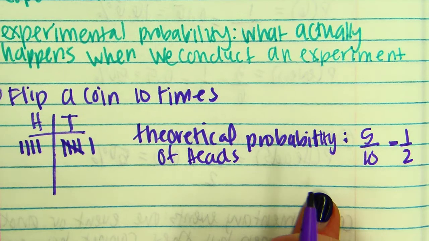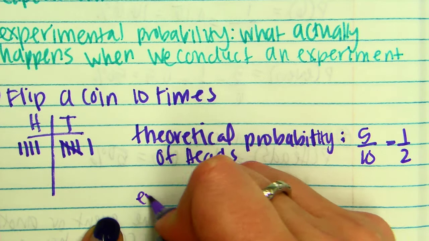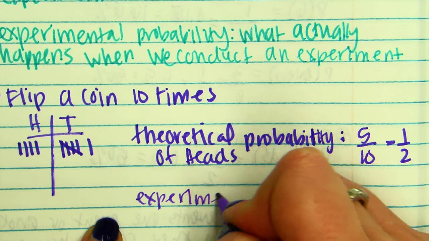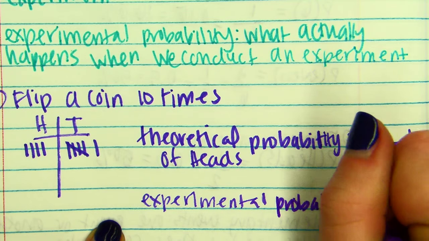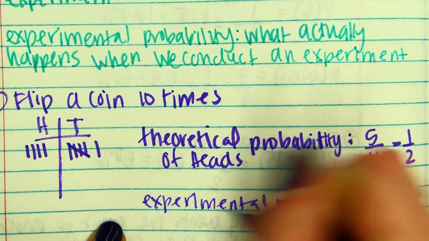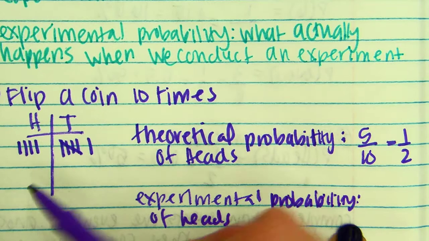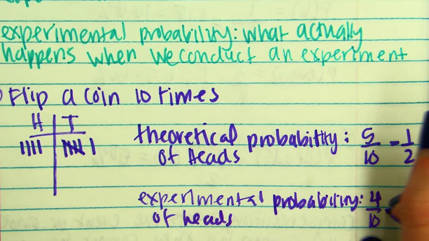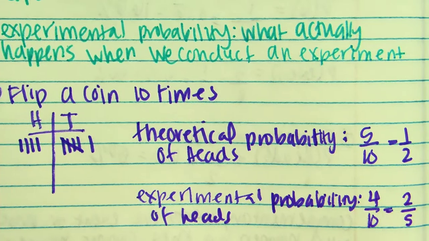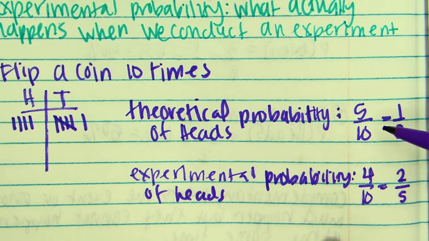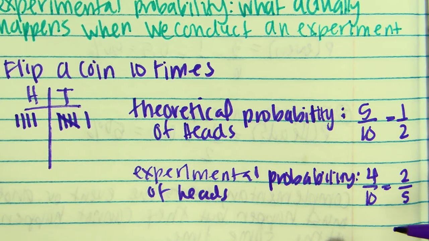The experimental probability is what actually happened when I flipped the coin. When I flipped the coin, the experimental probability of flipping heads wasn't 5 out of 10. I only got heads 4 out of 10 times, which I can simplify to 2/5. So what should happen and what actually happened in an experiment are not always the same thing.